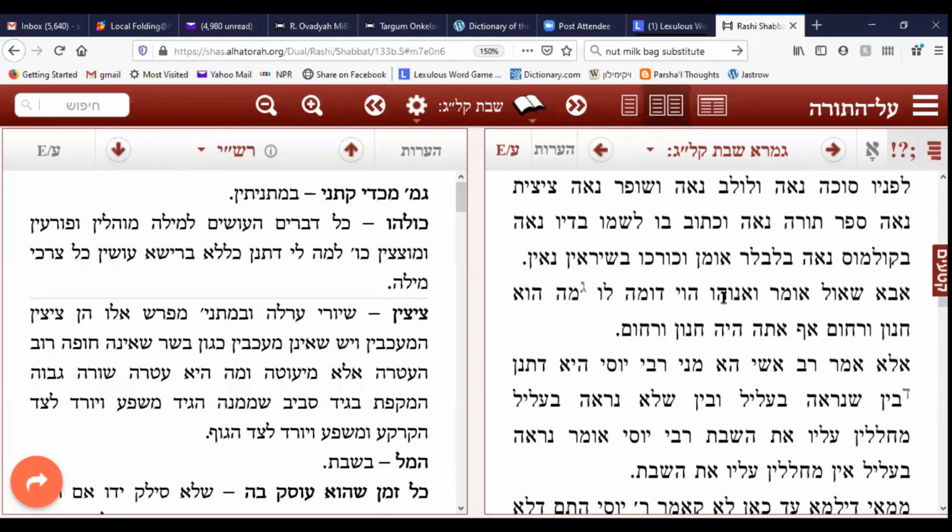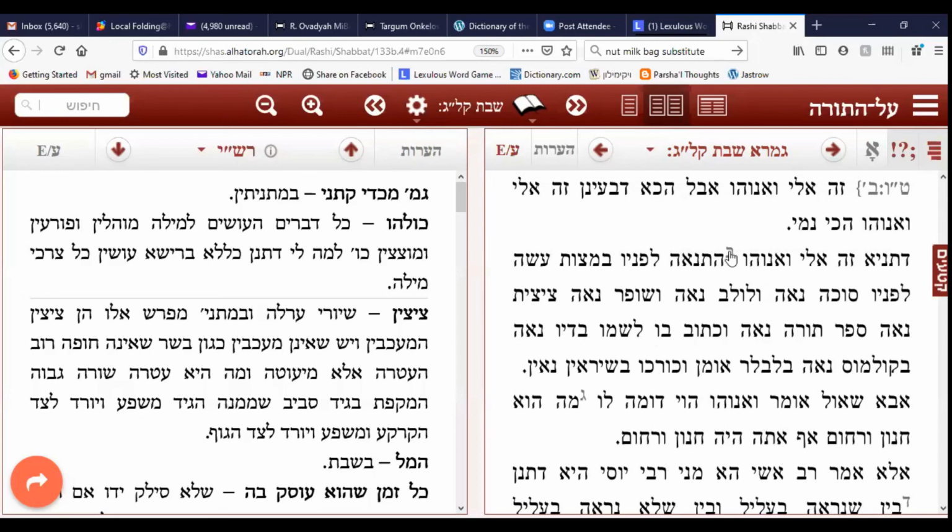There's an alternate understanding of this verse here from Abba Shaul. Abba Shaul omer, ve'anvehu means something else. It means hi-dameh lo. You should be like him, make yourself like God. Just as he is chanun, rachum, merciful, you should also imitate God in terms of his attributes. But for our purposes, like we see, it mentions Sefer Torah na'eh, dyo na'eh, kulmus na'eh.